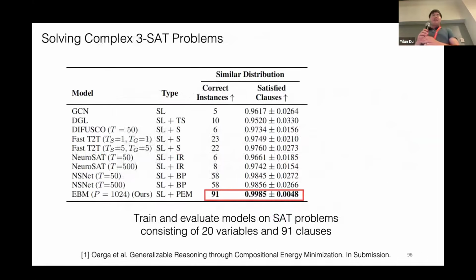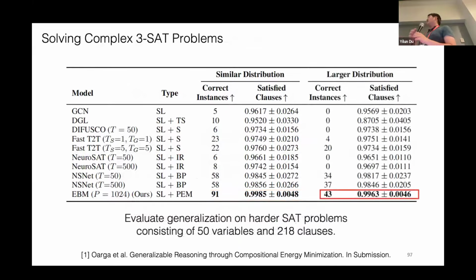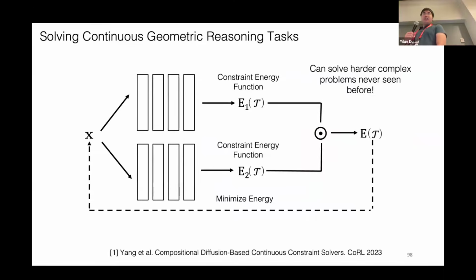And we can also do this with SAT problems. So you can train these models on SAT problems consisting of 20 variables and 91 clauses. And by composing models across more clauses, you're able to generalize and solve harder problems with 50 variables and 218 clauses. And the baselines we compare to here are more combinatorial optimization techniques, so it's interesting that this type of energy formulation allows you to solve these tasks. And you can also use this to solve more complex geometric rearrangement tasks.